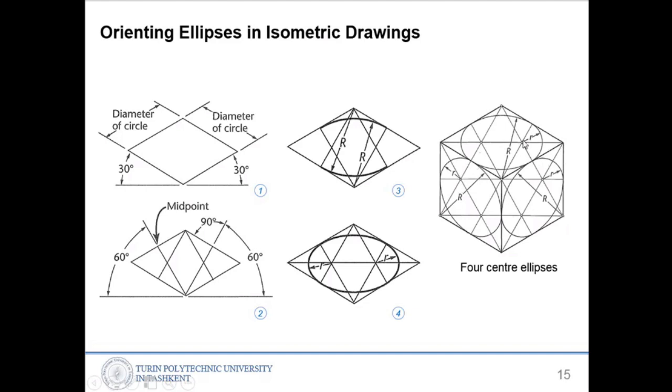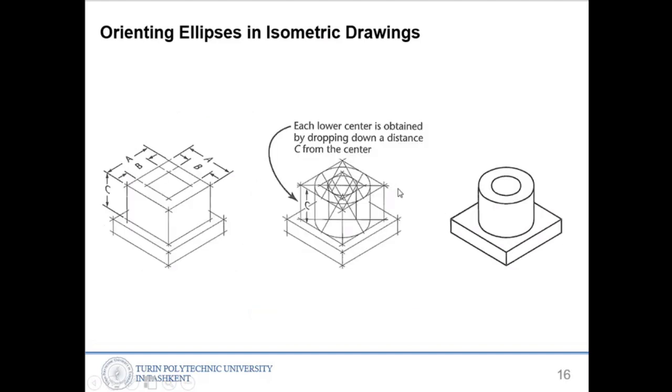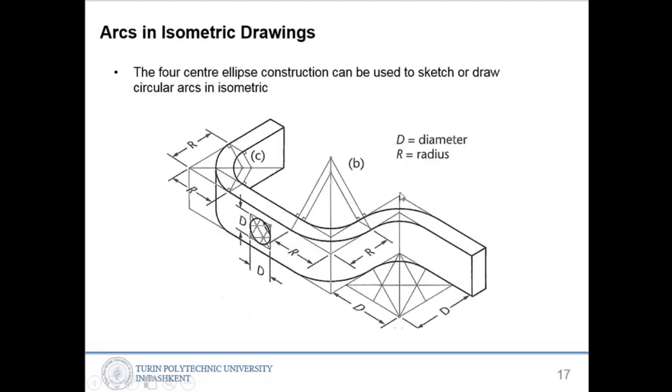The ellipses should be represented differently. Here is an example shown, and here the arc, as part of the circle, should be drawn as an ellipse in an isometric drawing.